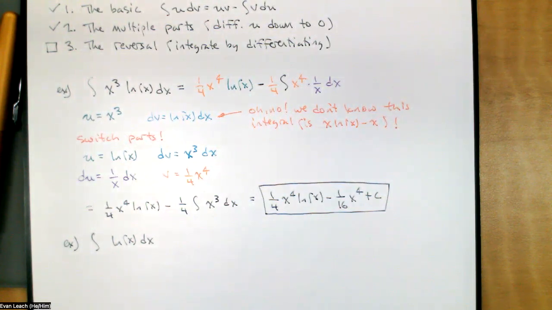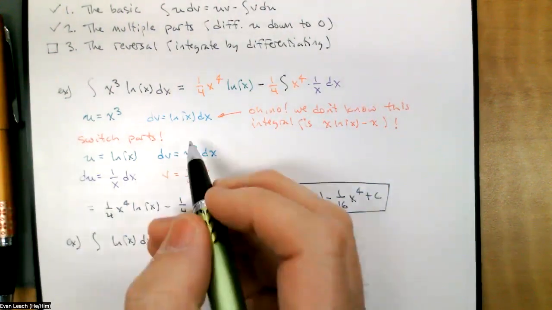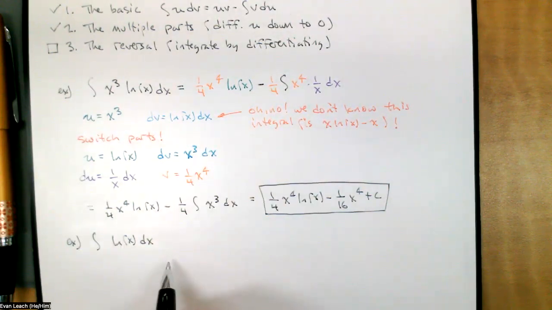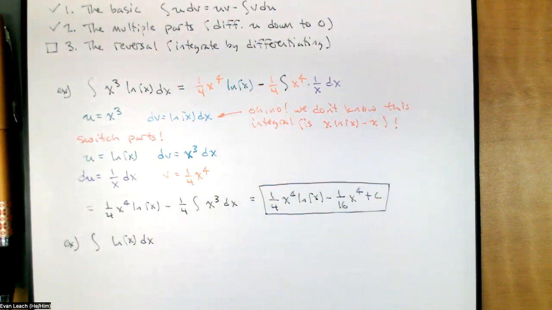The point of the previous problem was to emphasize that dv has to be an integral that we know. The point of this second one is that all we might have for the dv is the dx. So we know that I can't put the natural log of x into the dv location, because if we knew that, I wouldn't be doing parts. I would just be writing down x ln x minus x. But we don't know that yet.